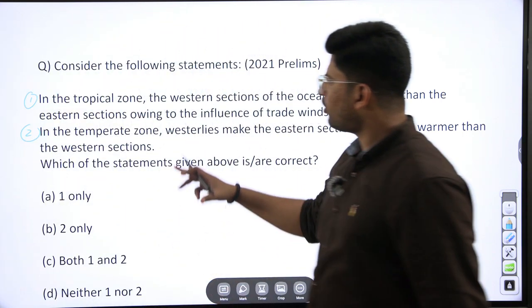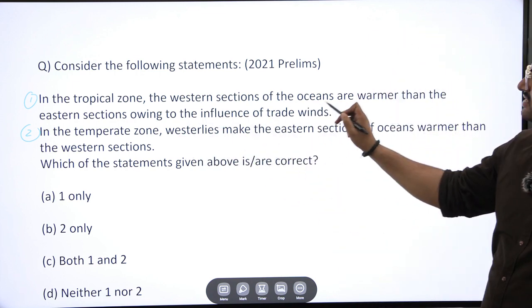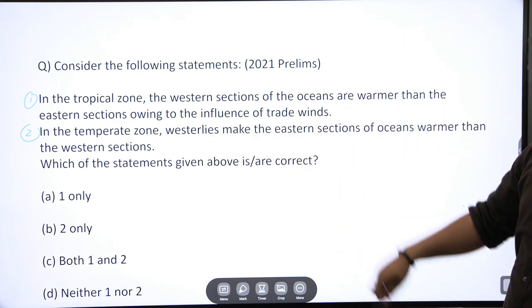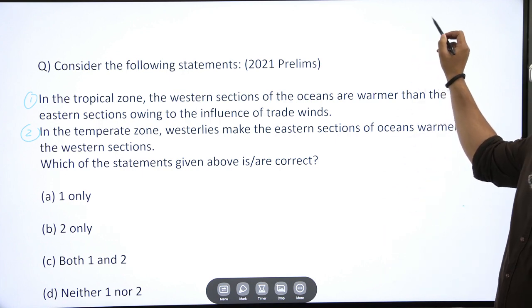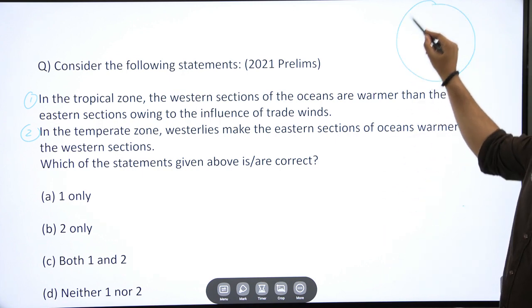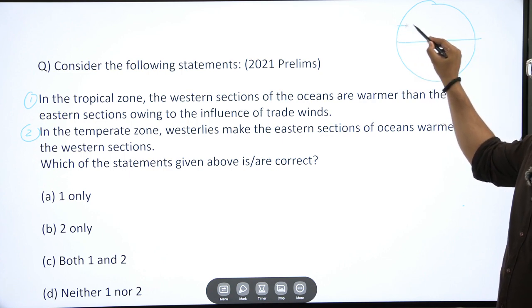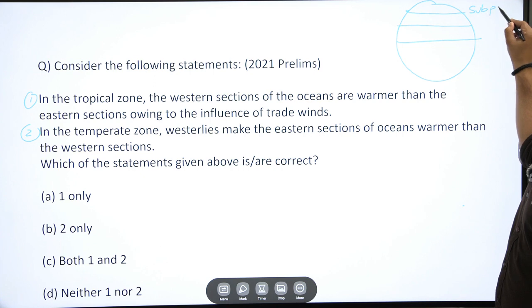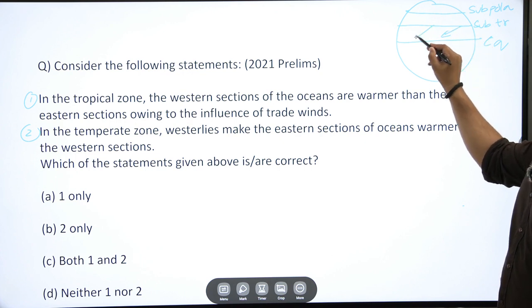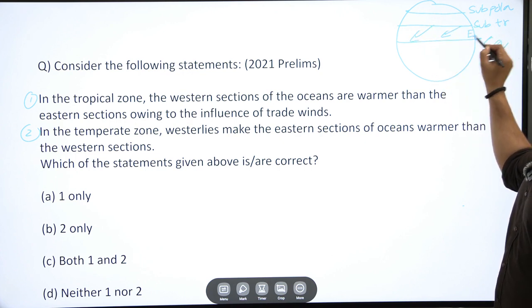Consider the following: in the tropical zone, the western sections of the oceans are warmer than the eastern sections owing to the influence of trade winds. So what happens here? Let me draw a small diagram. Equator, subtropics, subpolar. This is subpolar, subtropics, equator. So what happens here? Winds move from east to west.